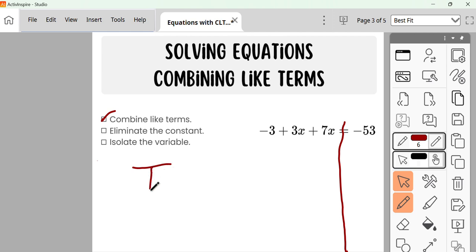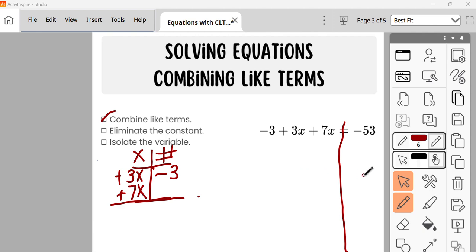So let's go ahead and draw our t-chart. And the variable is x, and then there are plain numbers. So the plain number here is a -3. That is a +3x and a +7x. So let's put those numbers together. Again, please use Desmos. That way you are certain that you are getting the correct answers.